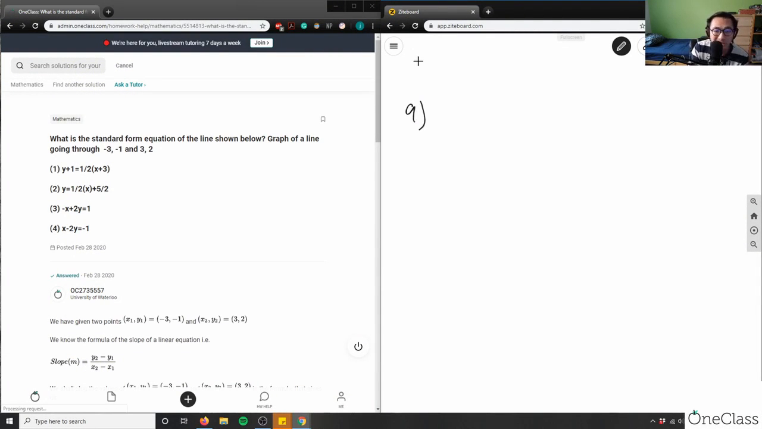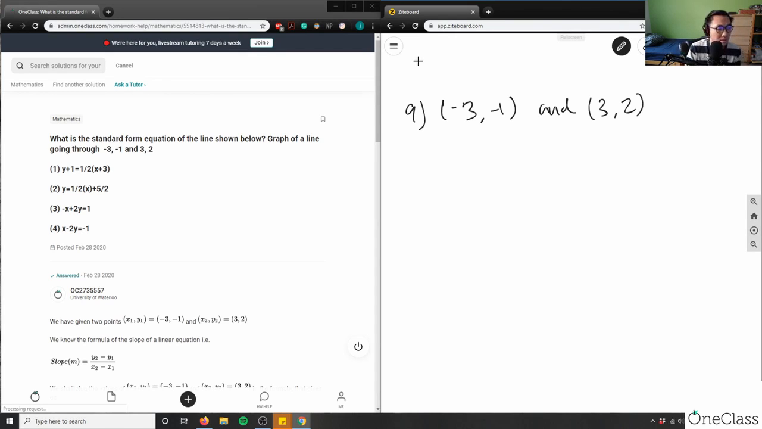9. What is the standard form equation of the line shown below? The graph of the line is going through (-3, -1) and (3, 2). So I have 2 points. I'm given (-3, -1), and I have (3, 2).